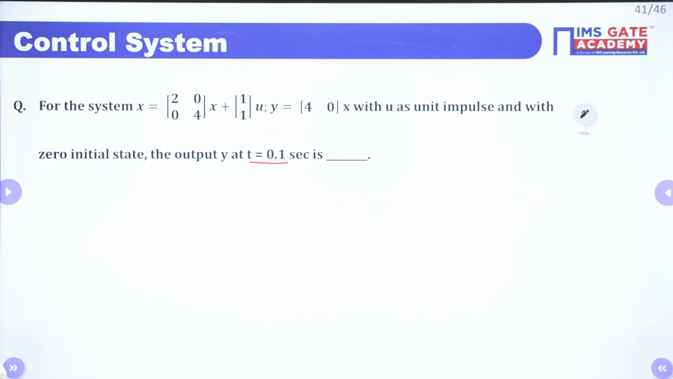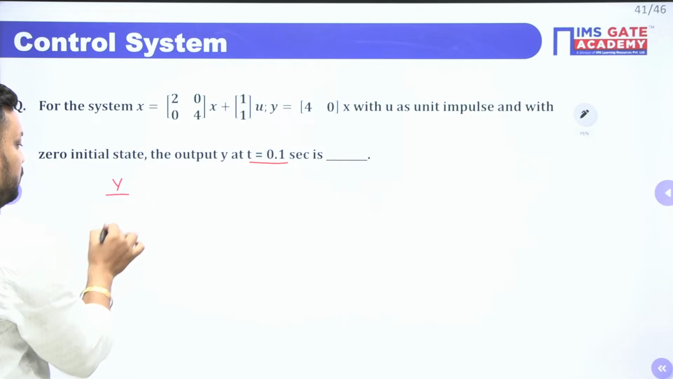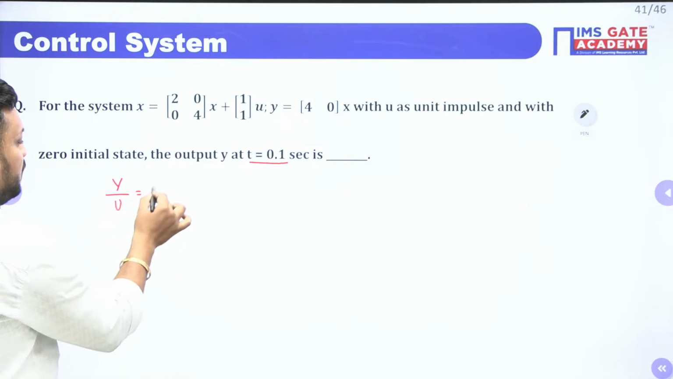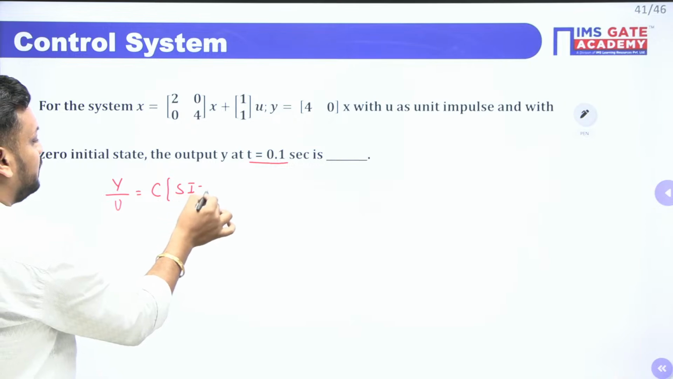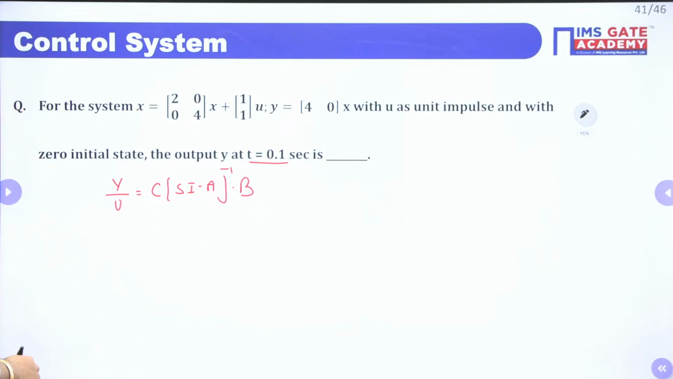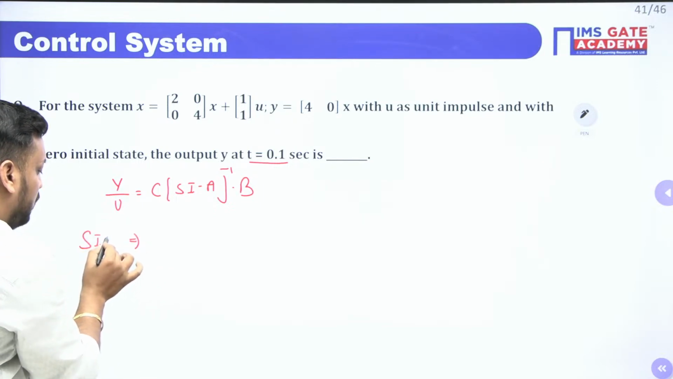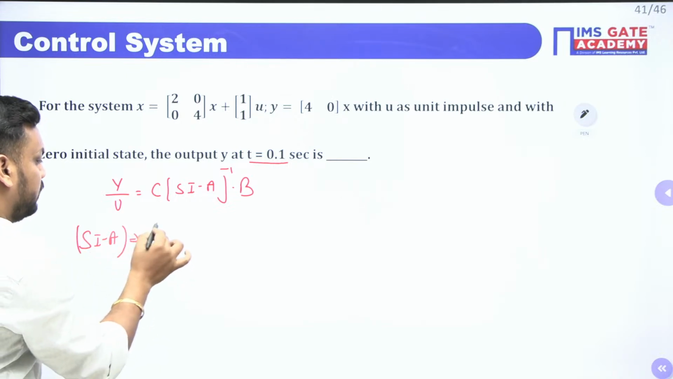So do you know, student, how to find the transfer function? The transfer function, Y upon U, is nothing but C dot (sI minus A) inverse into B. Zero initial condition; the examiner is asking for output y at t equal to 0.1 seconds, for the unit impulse input U. First of all, you must write (sI minus A) inverse.